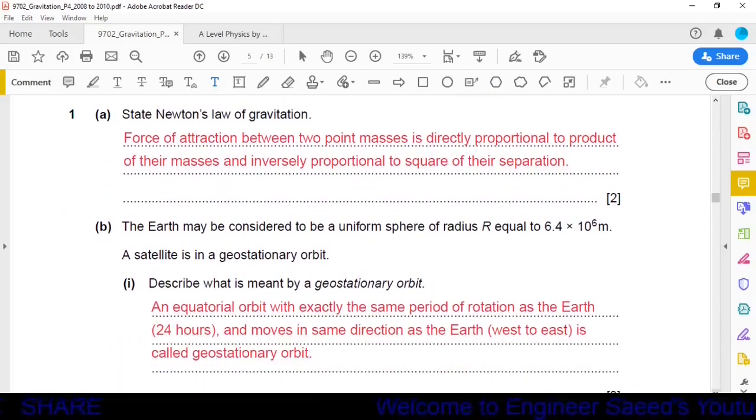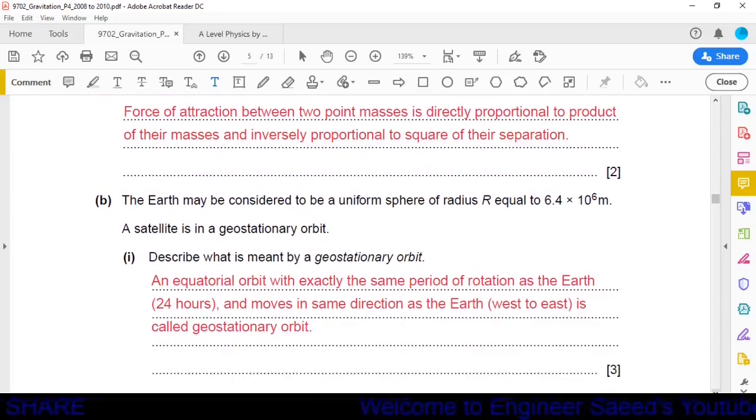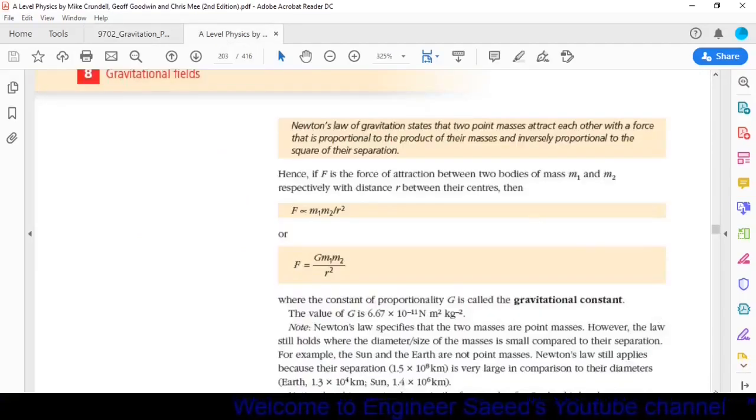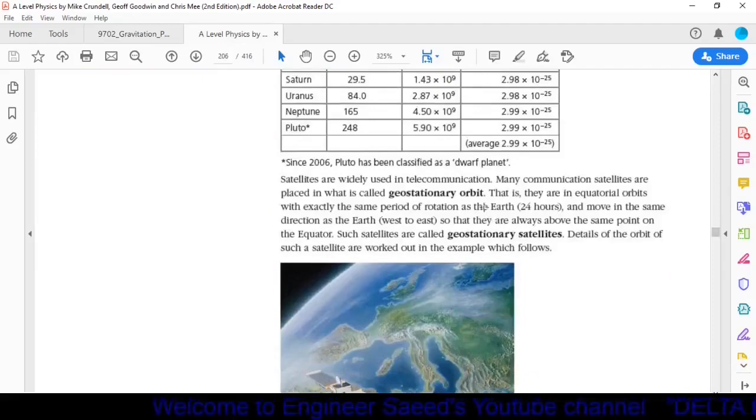Part B. The Earth may be considered to be a uniform sphere of radius r equal to 6.4 into 10 power 6 meter. A satellite is in a geostationary orbit. Describe what is meant by a geostationary orbit. The condition of geostationary orbit is given here.